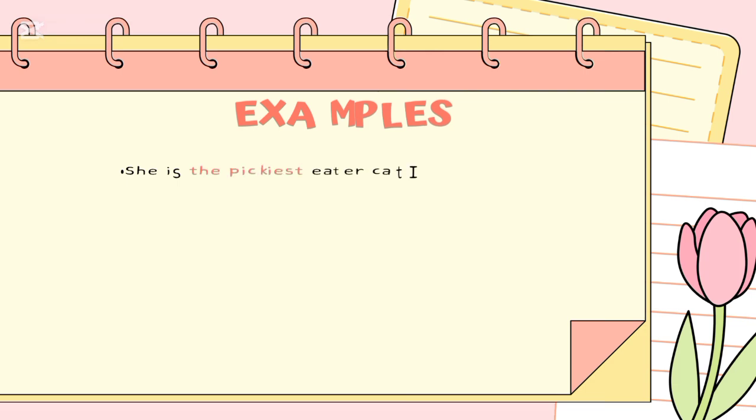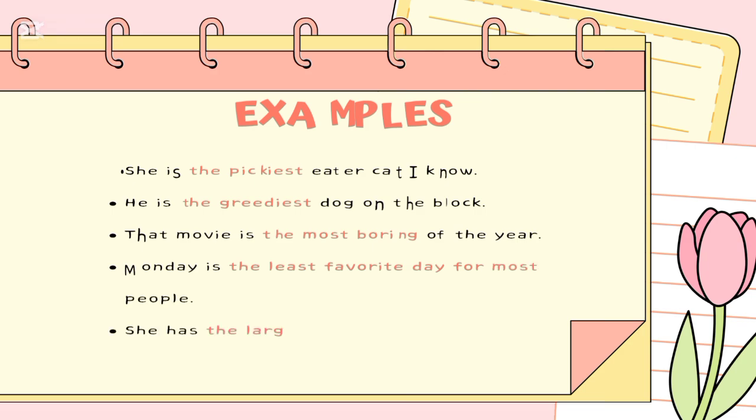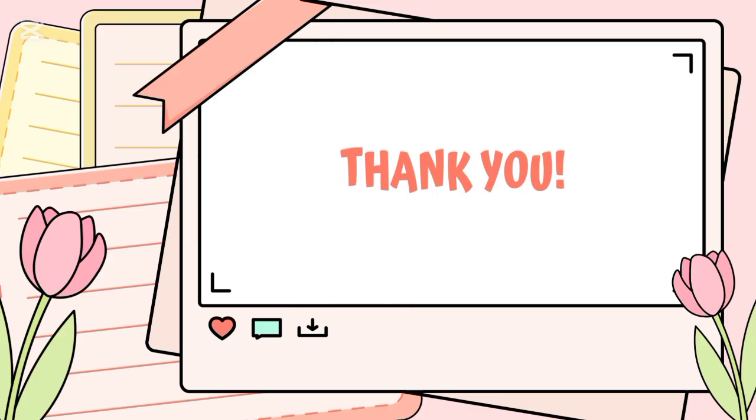She is the biggest cat I know. Another: he is the greatest dog on the block. That movie is the most boring of the year. Another example: Monday is the least favorite day for most people. And she has the largest collection of fridge magnets I've ever seen.